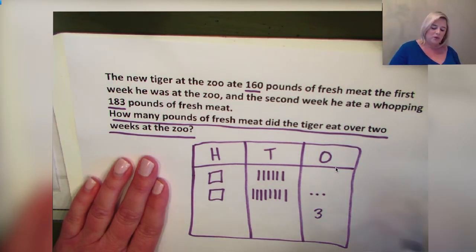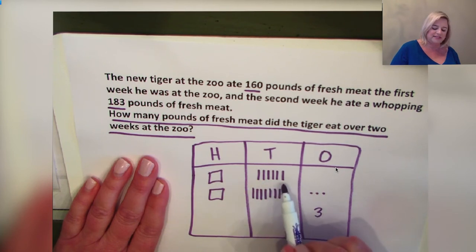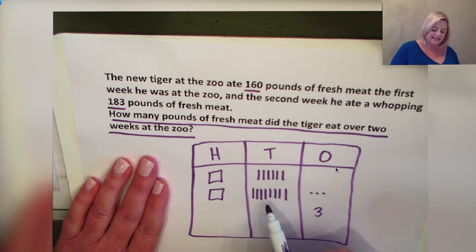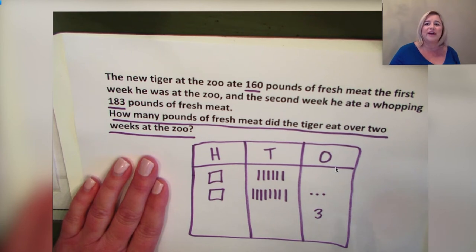Count with me. 1 ten, 2 tens, 3 tens, 4 tens, 5 tens, 6 tens, 7 tens, 8 tens, 9 tens, 10 tens, 11 tens, 12 tens, 13 tens, 14 tens? Uh-oh. Can we have 14 tens? No, I feel some regrouping coming on. Okay, we're going to trade 10 of those 10 rods for what? Yes, you are so smart.